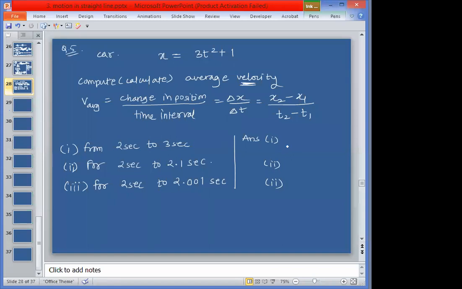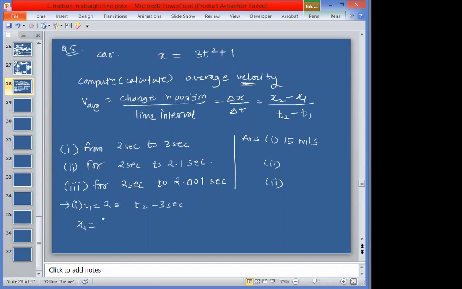Okay, so all of you are giving the answer as 15 meter per second. So let me write here 15 meter per second. Okay, no problem. Let's see whether it is right or wrong. Initial time is given, case number 1. Initial time 2 second, final time 3 second. Initial position x1. How will we find x1?